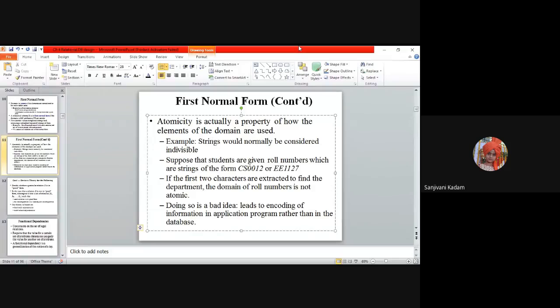If while entering we do not make any differentiation between these two, then we can say that this is atomic. But this will be a bad idea, as it leads to encoding of information in application programs rather than in the database.